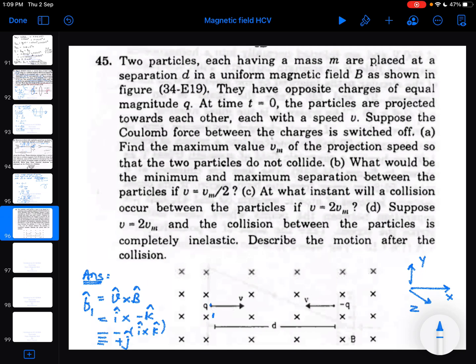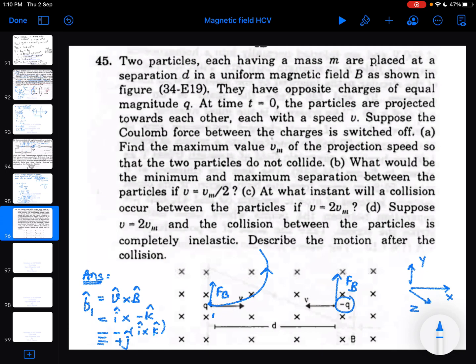So the force acting on this particle due to the magnetic field is in the upward direction, and this particle will move in a circle like this. Similarly, for the second particle, if you apply the same rule, as this particle is negatively charged, the force acting on it will also come in the upward direction.